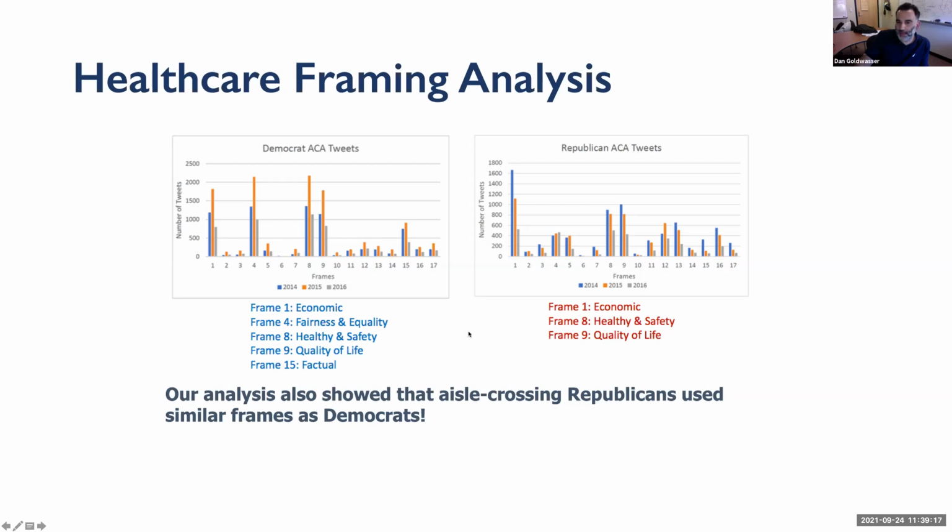When we looked at aisle-crossing Republicans that voted for the Affordable Health Care Act, we saw that they also used the same frames as Democrats, indicating that if you're using the other party's way of framing the issue, then it's a good sign that you're going to vote against your party.